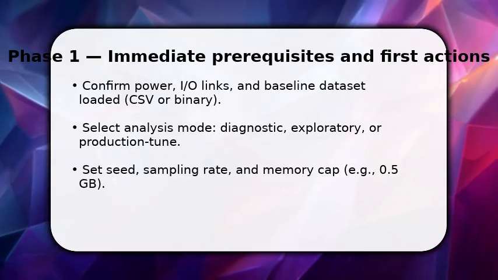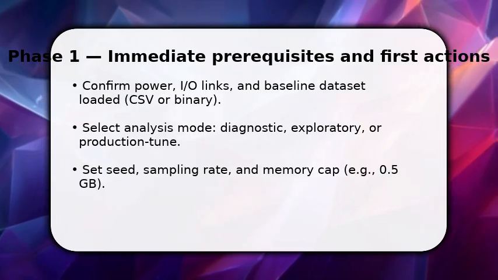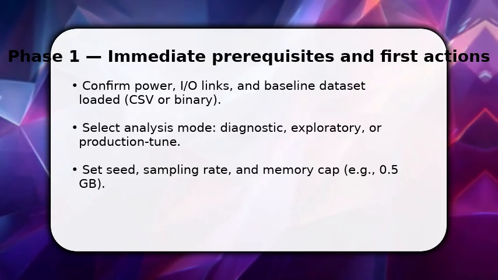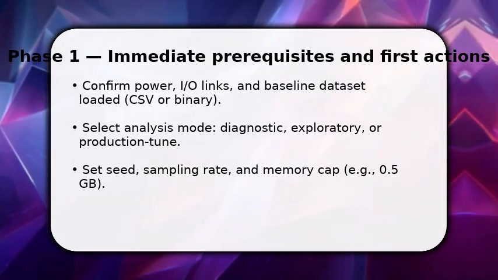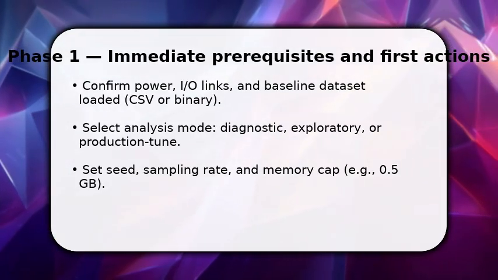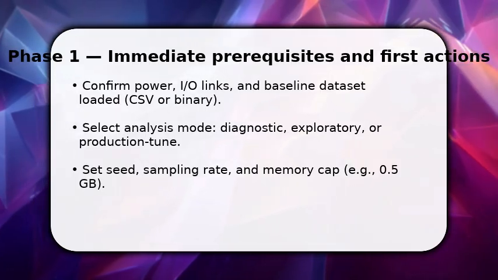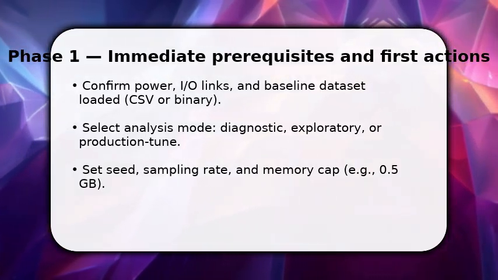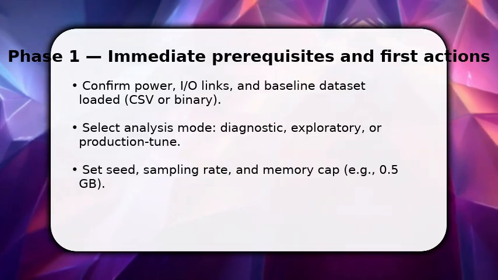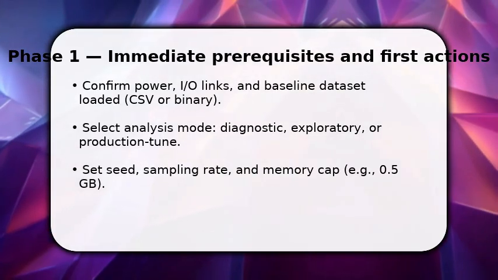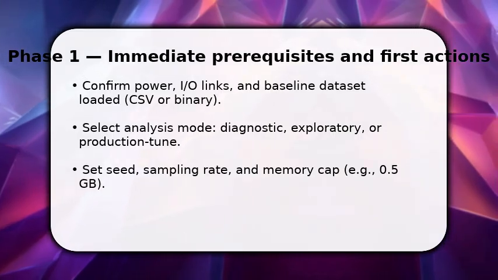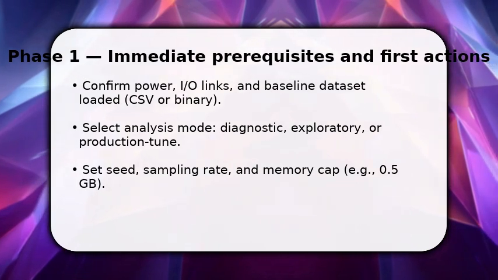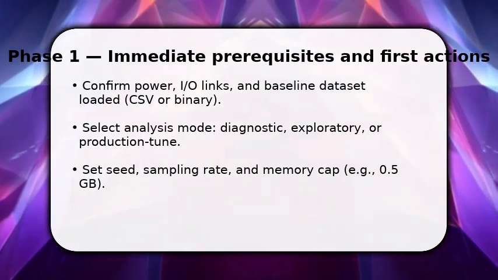You begin by waking the analytical engine and locking in minimal prerequisites. Do not stall on trivial checks. First, verify power and I/O, then load the baseline dataset so the engine has context. Choose your mode: diagnostic for checks, exploratory to reveal patterns, production tune for deployment, and set seed, sampling rate, and a memory cap. You do this because the engine optimizes different paths depending on mode. Once done, the system can start parsing inputs immediately and allocate resources correctly.